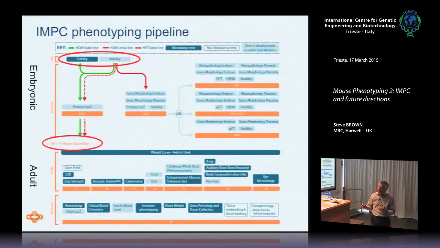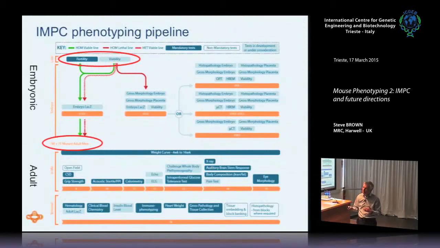But importantly, irrespective of whether they're viable or not, we look at the expression of the gene, because the nature of the mutant that we make is that there is a LacZ reporter molecule within the gene, which allows us to look at the expression of the gene both during embryogenesis.